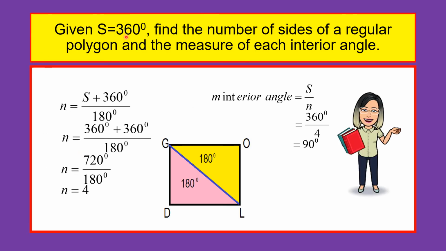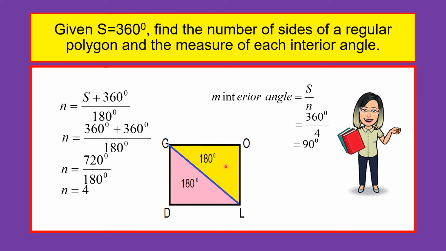Given S equals 360 degrees, find the number of sides of a regular polygon and the measure of each interior angle. So we'll be using the formula: the number of sides N equals S plus 360 degrees divided by 180 degrees. What is our S? Our S is 360, plus 360, that is 720. And 720 divided by 180 is 4. Now we need to find the measure of each interior angle. If the polygon is regular, then this particular figure is a square.